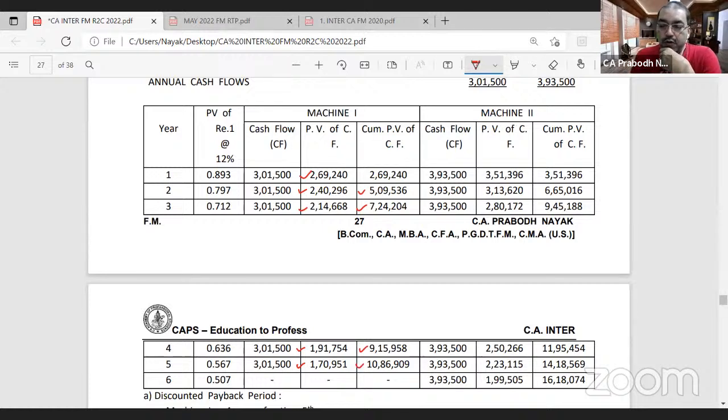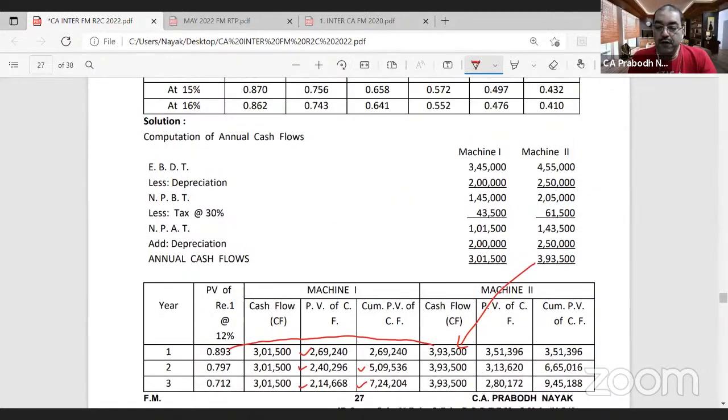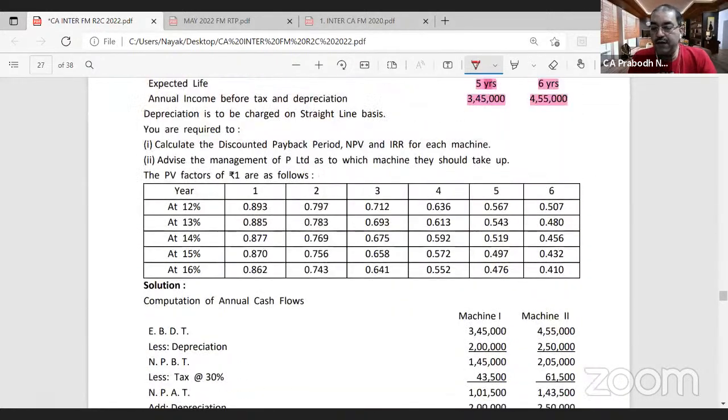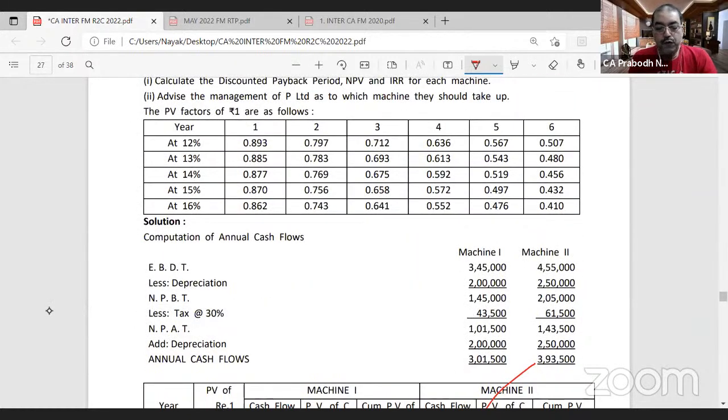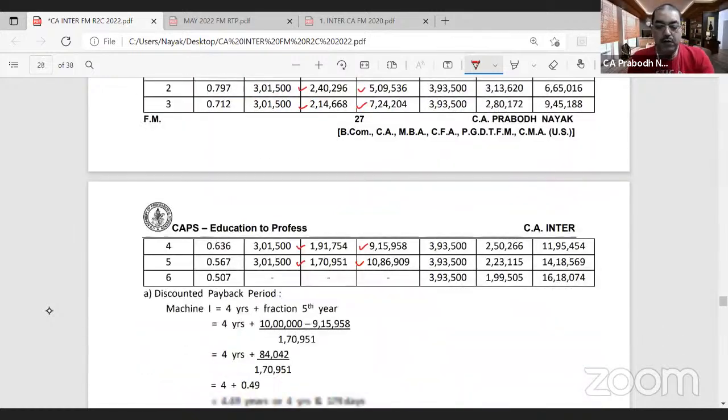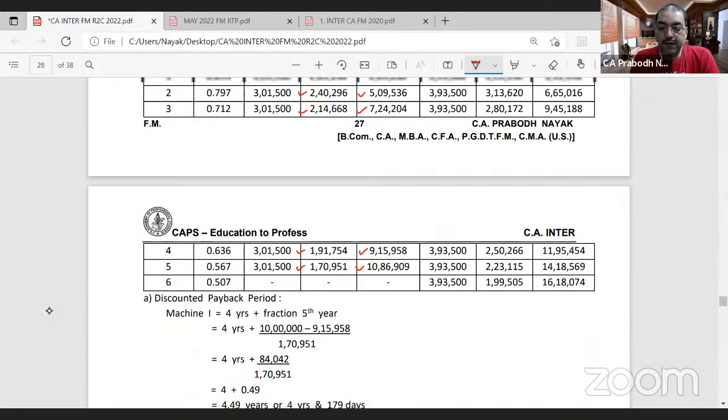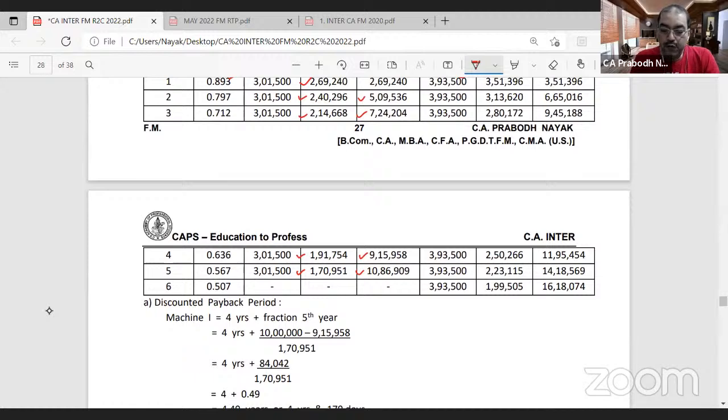Same way you do for machine 2 also. Cash flow is going to be 3,93,500. So multiply that to the discounting factor. So discounting factor is common for both. So multiply, you'll get the present values of all the factors. Take the cumulative present values. Cost of the first project machine is 10 lakhs. Yes, it is 10 lakhs. Second machine, it is 15 lakhs. So if I go to find out the discounted payback, 10 lakhs, it is between the 4th year and 5th year.